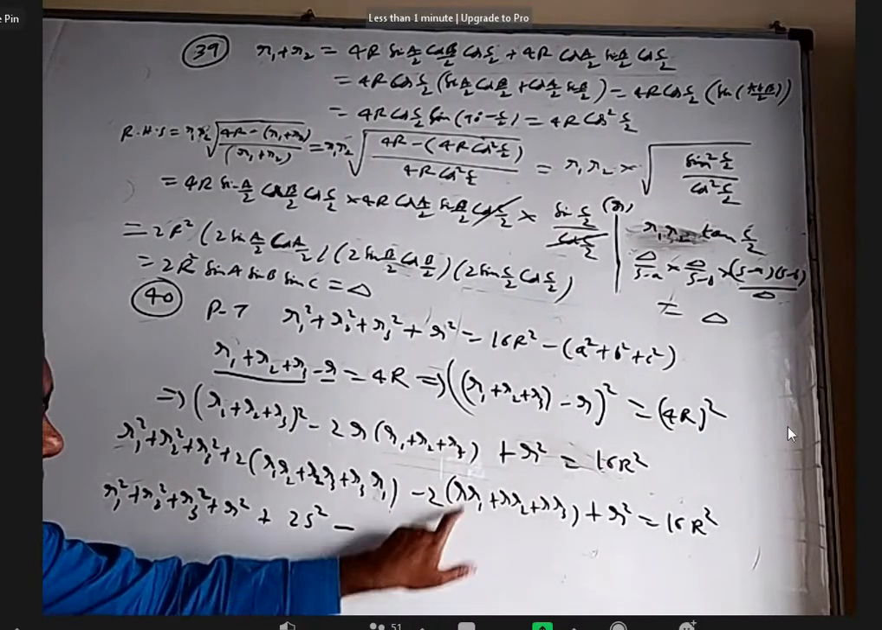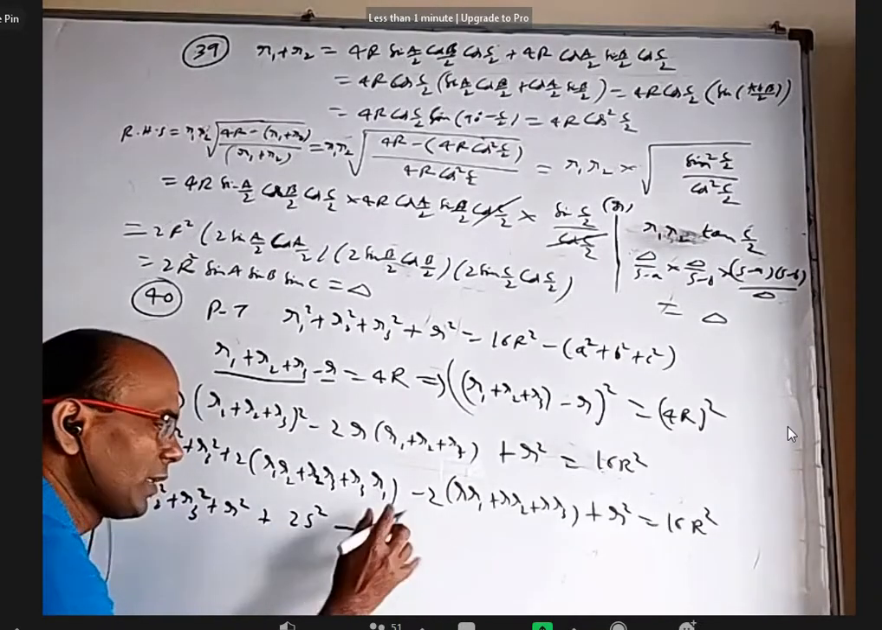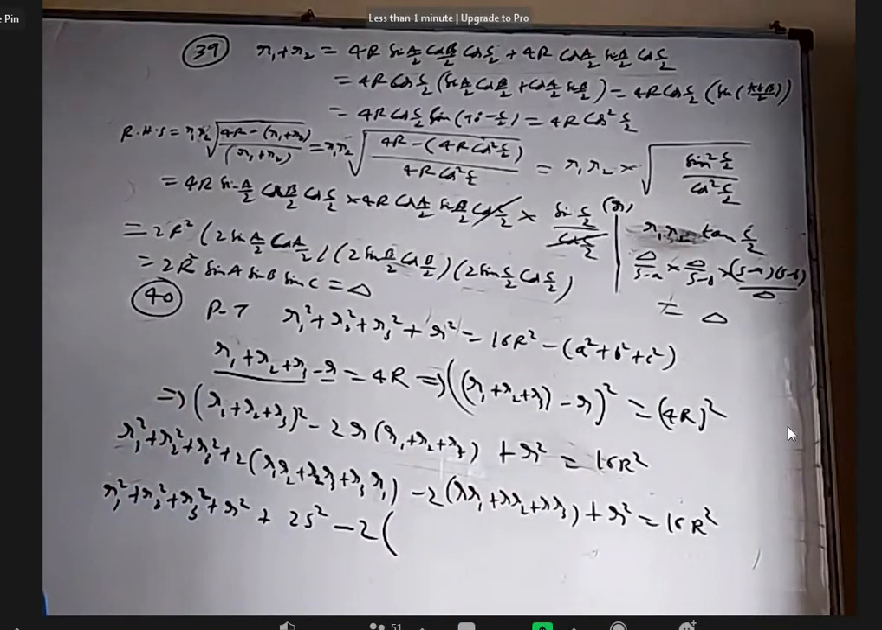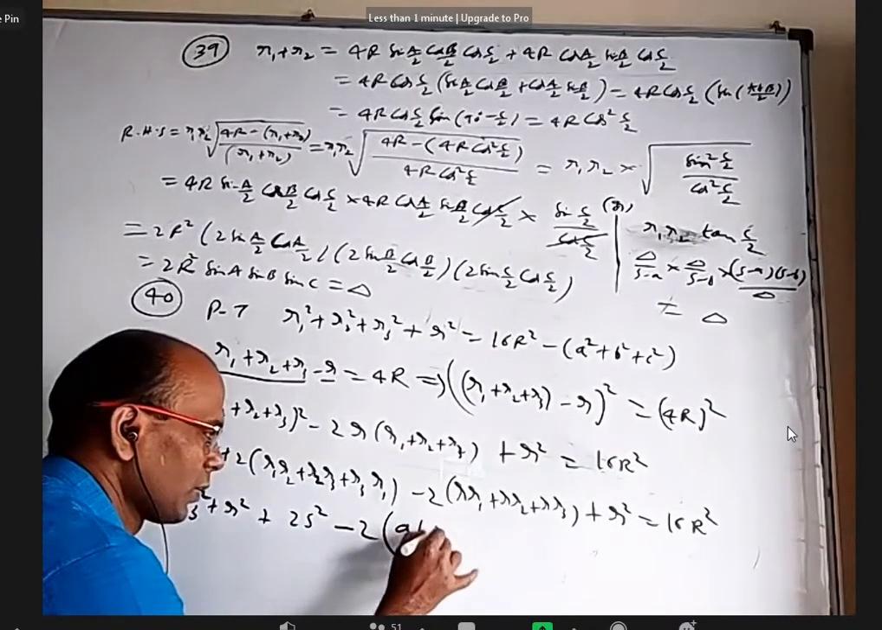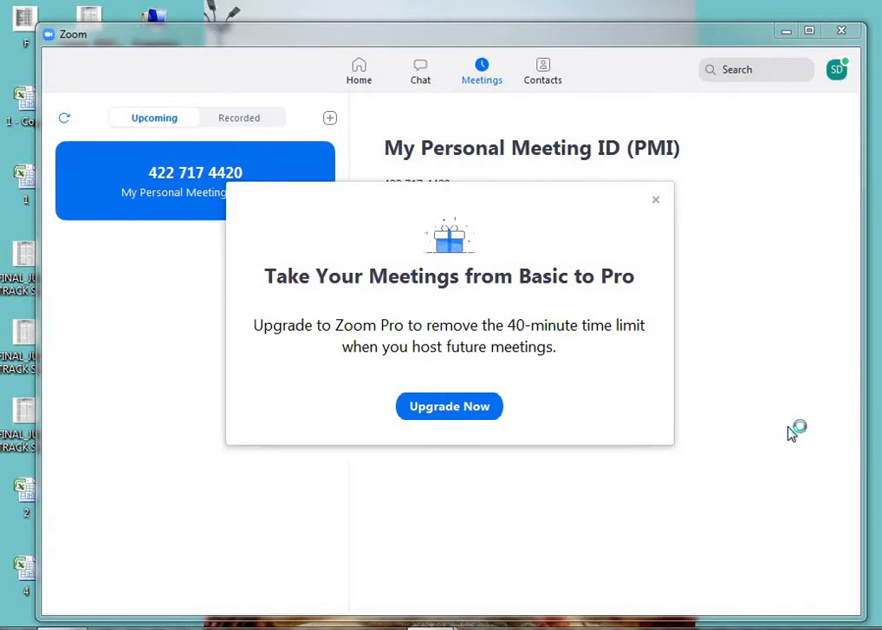I'll write delta by S minus A and simplify it. Maybe I'll just write the result, as we have done it in the class. It is AB plus BC plus CA minus S square. Yes, you're right. AB plus BC plus CA minus S square.